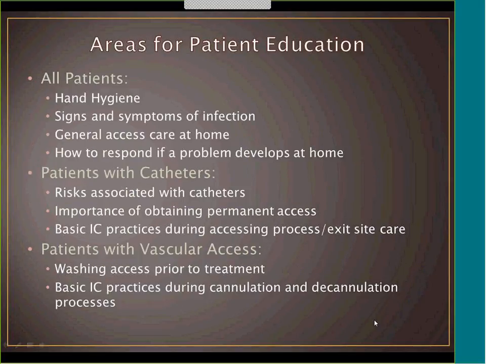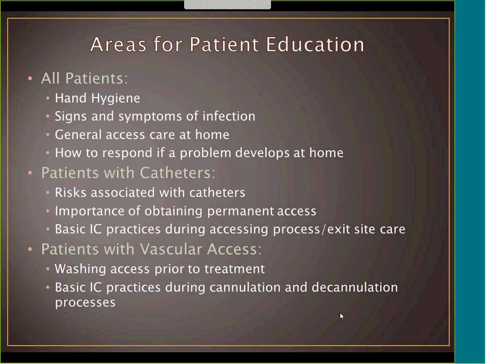In the strategies for effective patient education and engagement, we need to make sure to educate and re-educate patients on key infection control techniques. For all patients, we need to educate and re-educate on hand hygiene and symptoms of infection, general access care at home, and what to do if there's a problem when they're not at the dialysis facility. Specifically, patients with catheters should know the risks associated with their catheters and the importance of obtaining more permanent access and getting rid of those catheters.